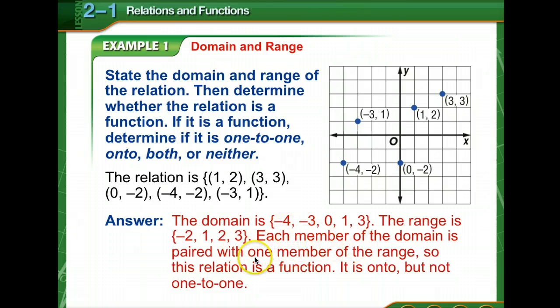Each member of the domain is paired with one member of the range, so this relation is a function. So 1 gives a 2, okay, 0, negative 2, negative 4, negative 2. It is onto, but it is not one-to-one. They don't each have their own individual.